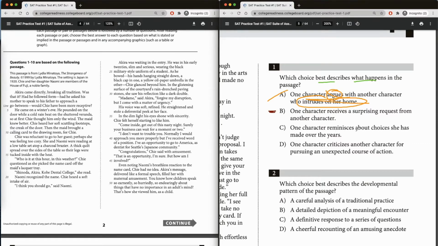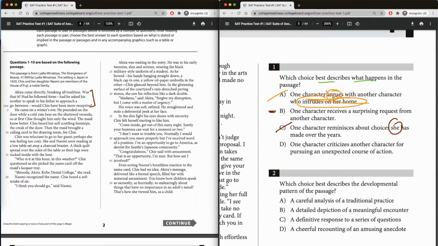One character reminisces about choices she has made over the years. There's no one going back in time and thinking, "Oh, hey, I remember that moment." At least not a female. I mean, at the very least, it's going to be Akira if he does, but not a female who goes back and says, "Oh, I wish I'd done that differently," or "Maybe I did, maybe I didn't. Who knows how that would have turned out?"